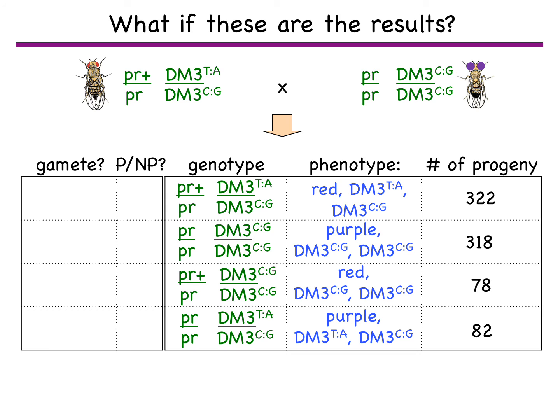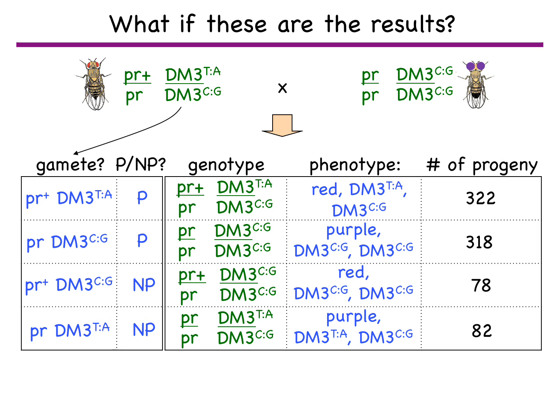And then the next question we're going to ask is, what were the gametes that came from, for example, this dihybrid fly that gave rise to these genotypes? Once again, this is something you should be able to work out for yourself. In this case, the dihybrid fly is the only fly that has the wild type allele of the purple gene, and it's also the only fly that has the DM3TA allele. So that must be the gamete that was transmitted to give rise to this fly. Then you also need to ask yourself, is this a parental or a non-parental chromosome? I've already defined what the parental types are, but you should be able to work this out on your own anyway. So this would be a parental chromosome. And using the same logic, you can fill out the rest of this table.